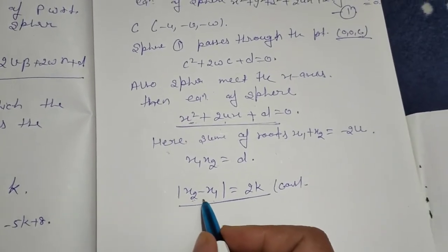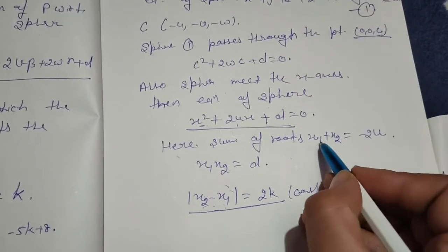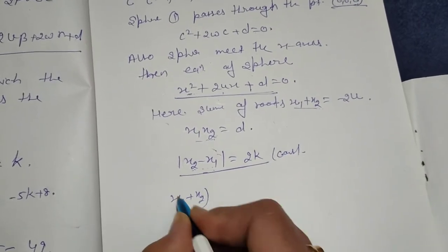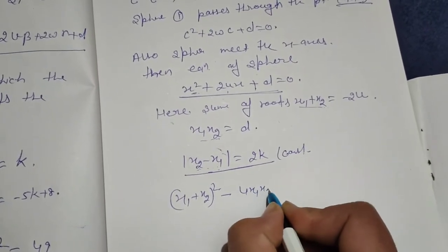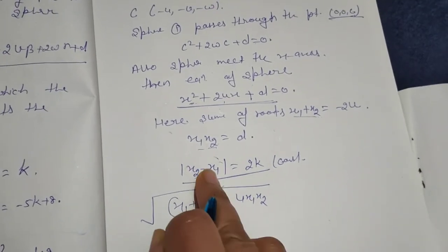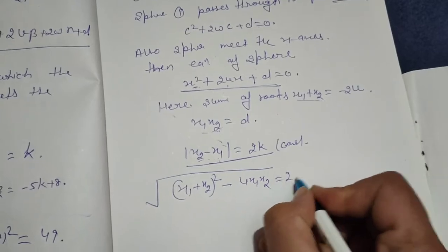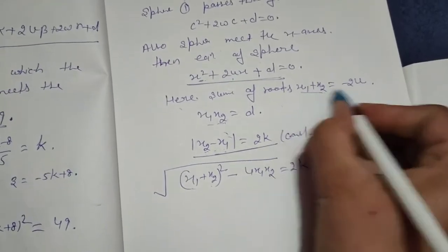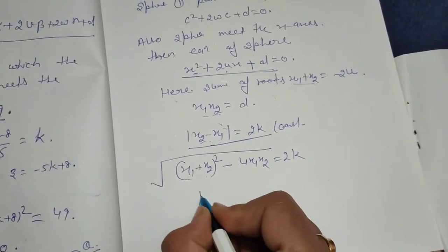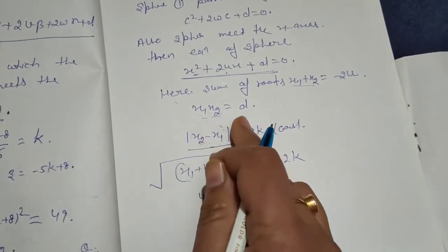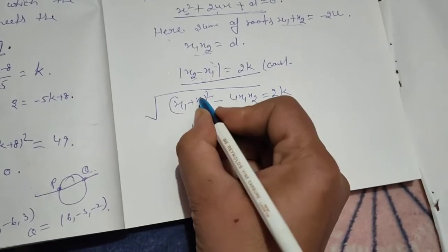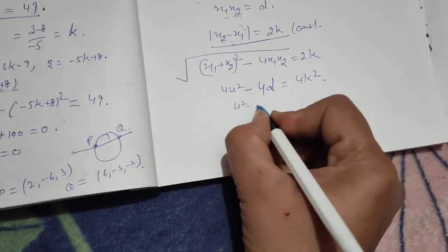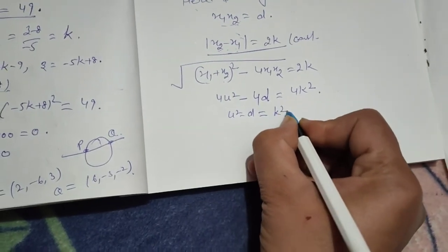We have no values of x2 - x1. For solving this, we take the help of x1 + x2 and x1 x2. Then the square root of (x1 + x2)^2 - 4 x1 x2 gives x2 - x1 = 2k. For solving this, we take the help of the sum and product of roots: the square root of 4u^2 - 4d equals 2k, so u^2 - d = k^2.